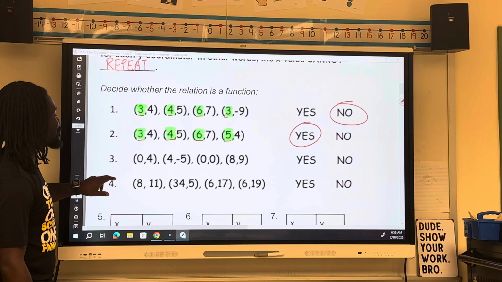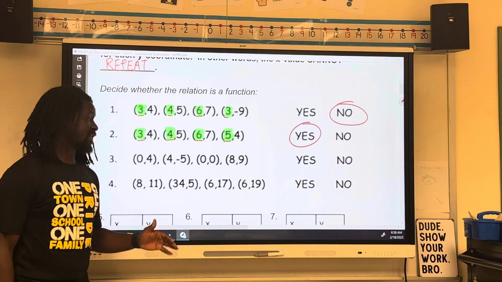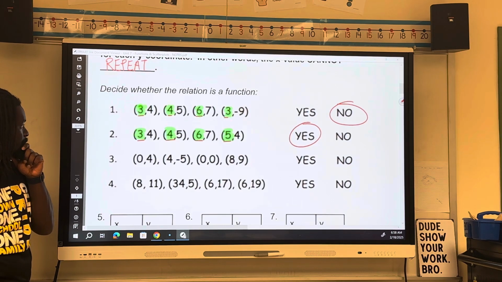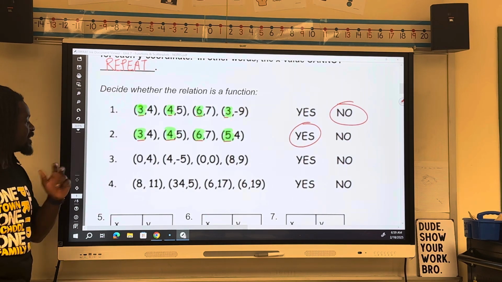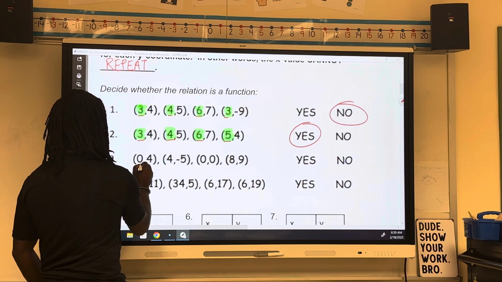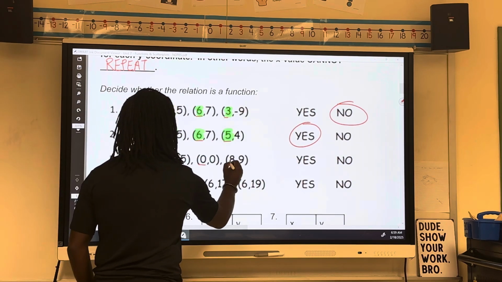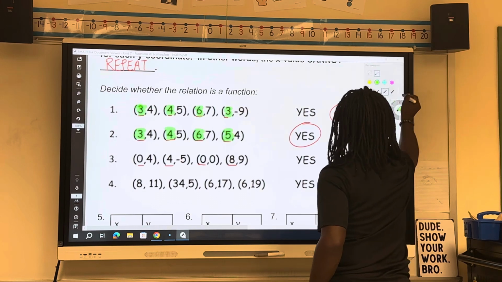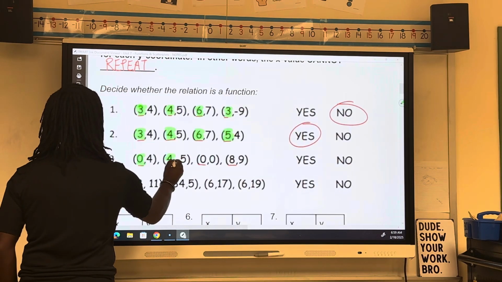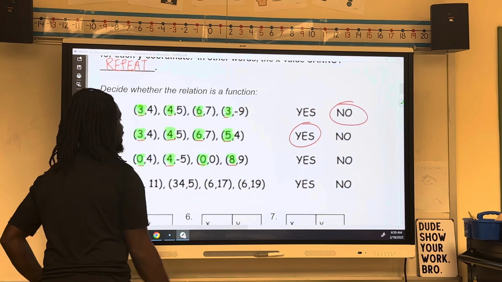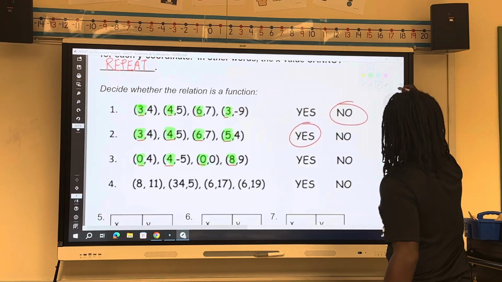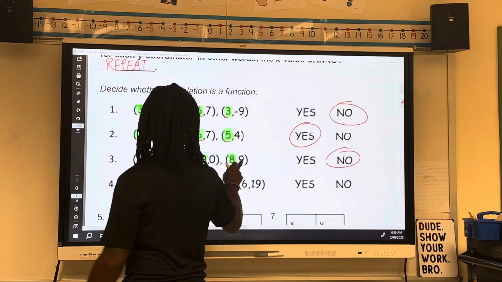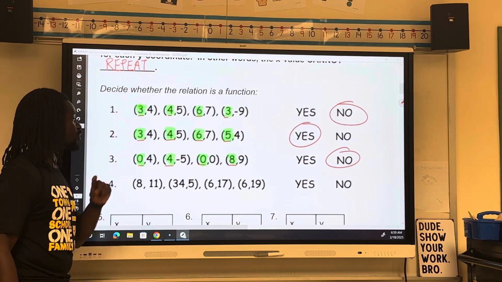Now, with that in mind, I want you to pause the video and see if you can do the next two on your own. All right, so for this one, number 3, we got 0, 4, 0, and then 8, right? So we know that this is not a function. And why is it not a function? Because there are 2 zeros, because the zeros repeat. Okay, so this is not a function because there are 2 zeros, all right?